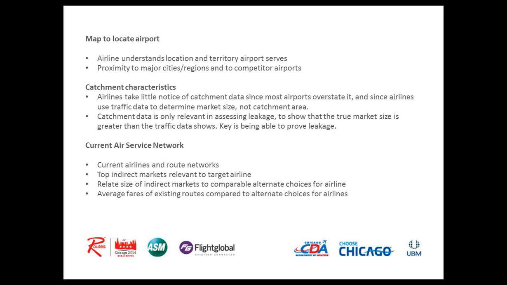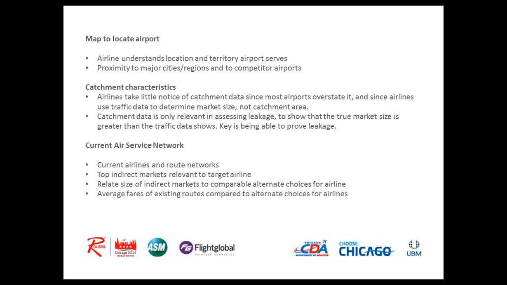and to other competitor airports. And some catchment data. A note on catchment data: airlines tend to take little notice of it because most airports overstate it. In a lot of the presentations I've seen in the past, the catchment area is simply a circle drawn around the airport and a number which represents the population in that area. But often there are other airports in that same region that are really capturing that traffic, so sometimes you're counting other airports' catchment areas as your own.